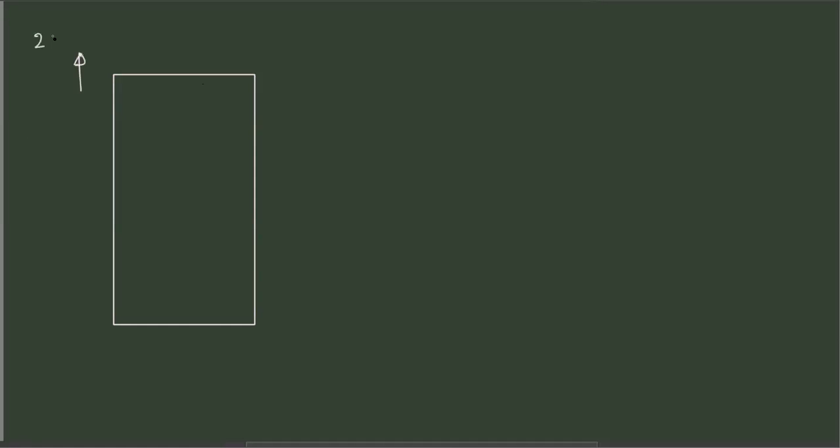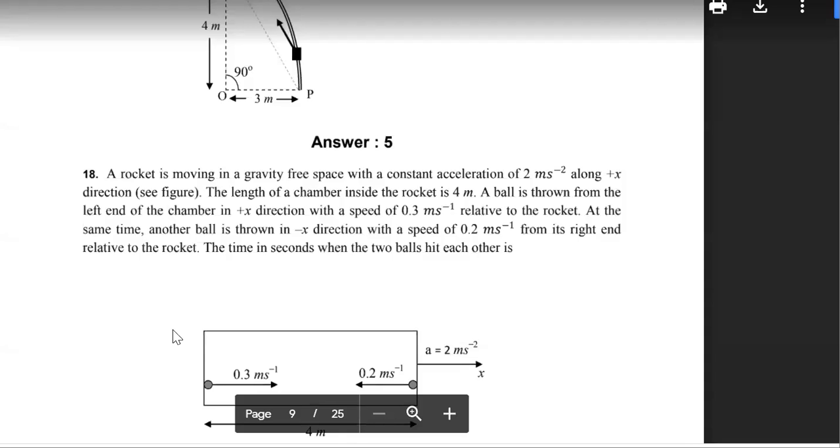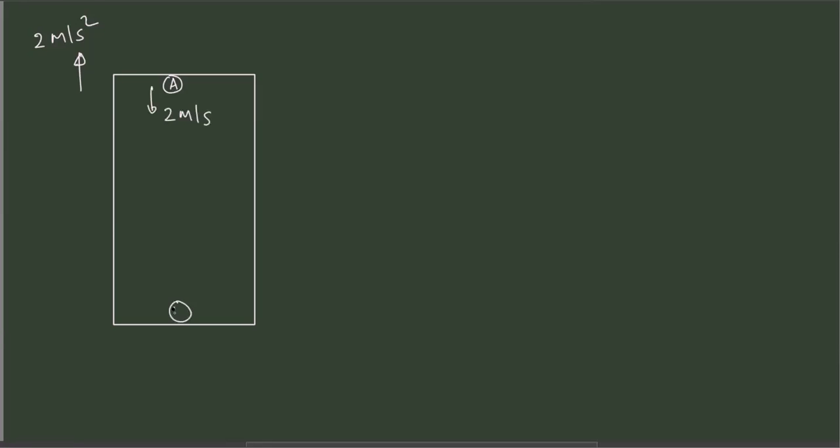So the acceleration is 2 meter per second square. A ball is projected downwards with 2 meter per second, and let's say another ball B is projected upwards with 3 meter per second. Now suppose you are an astronaut stuck in this rocket chamber for very long. Sorry, 0.2 and 0.3. I forgot. So suppose, guys, you are an astronaut stuck in this rocket for very long. Suppose you are standing here.